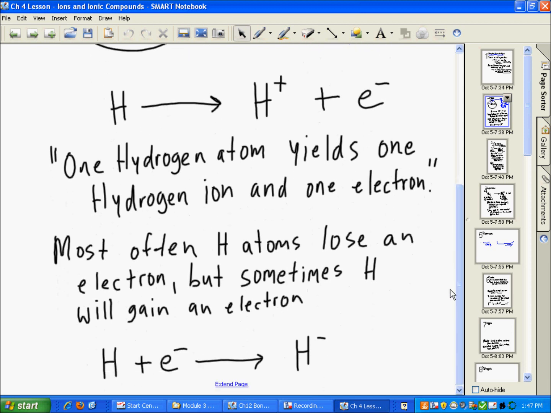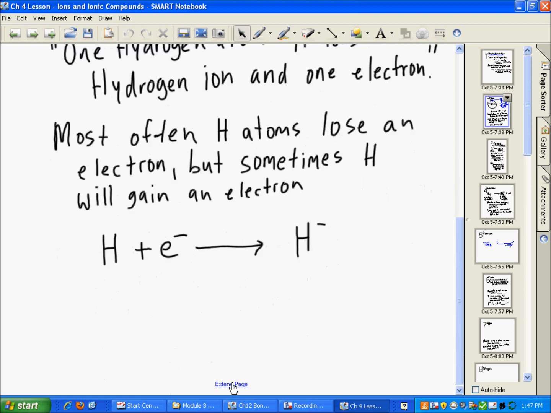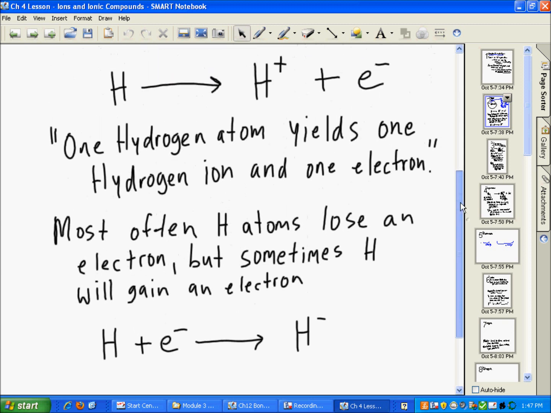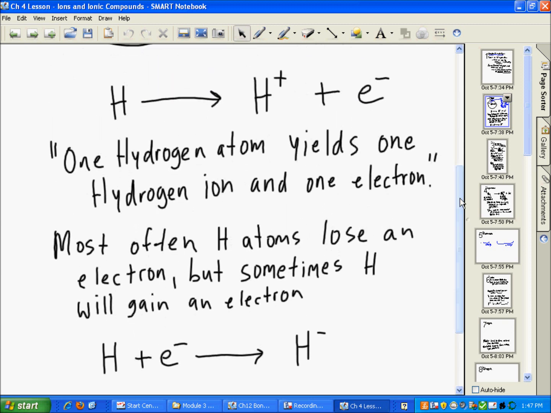Most often, hydrogen atoms lose an electron, but sometimes, under the right conditions, you can make hydrogen gain an electron. And if we were to write that process, we would write it as a hydrogen atom and an electron yields a hydrogen ion with a negative charge. So Darlene's question is, is the electron negative? And yes, electrons have negative charge.